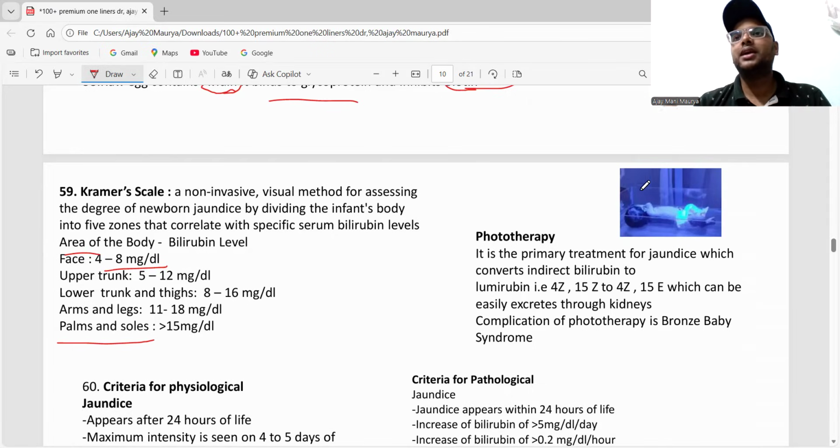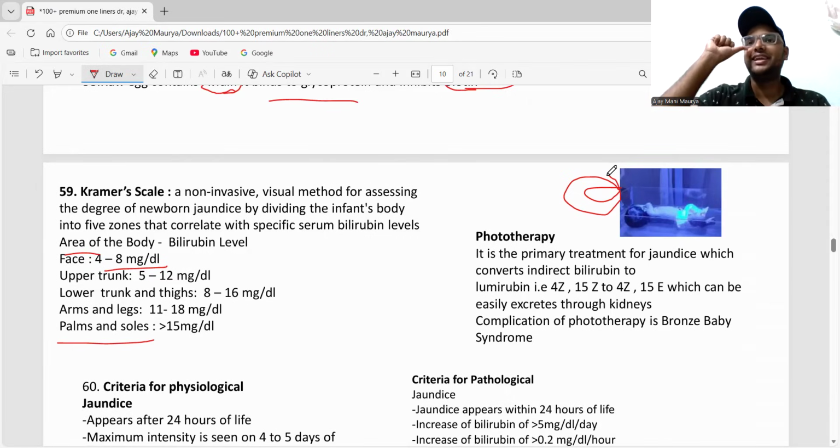Next, this is the phototherapy. This image was taken by me only. I was on night shift at the NICU. This baby, oh my goodness, he irritated me a lot. I didn't sleep.